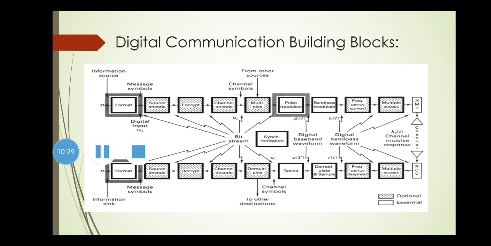The pulse modulation block also uses some filtering mechanisms in order to minimize the transmission bandwidth. When this pulse modulation is applied to binary symbols, the resulting binary waveform is what is called a pulse code modulated waveform.